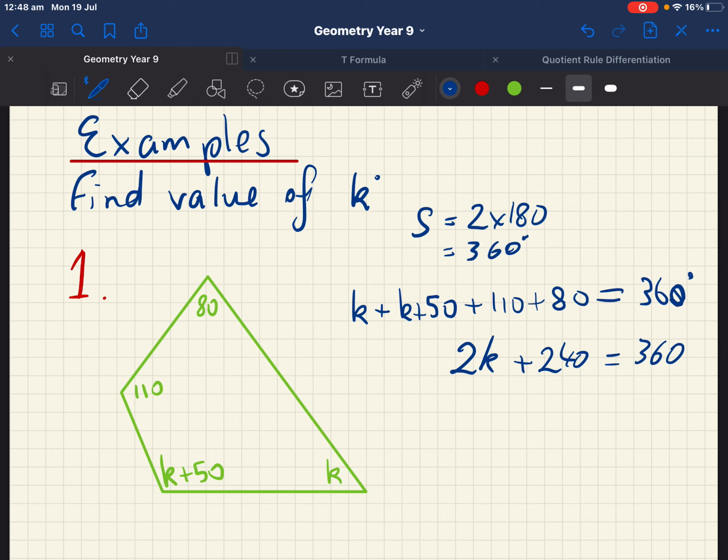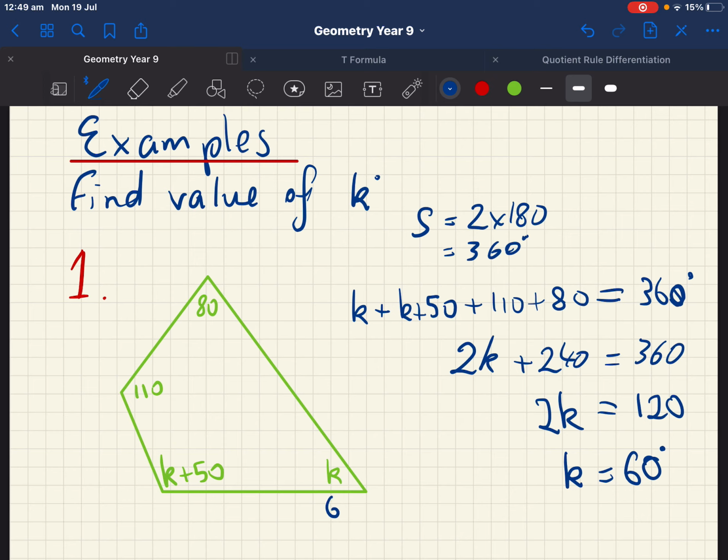All we did was just simplify that equation. Now let's go ahead and solve it. Let's get rid of this positive 240. We know how to do that. We do the opposite. So 360, take away the 240, brings you down to 120. We're trying to get K. We have 2K, or in other words, two lots of K. How do we get rid of it? Times by 2? We need to divide. So 120 divided by 2 gets you 60 degrees. And there it is, the value of K.